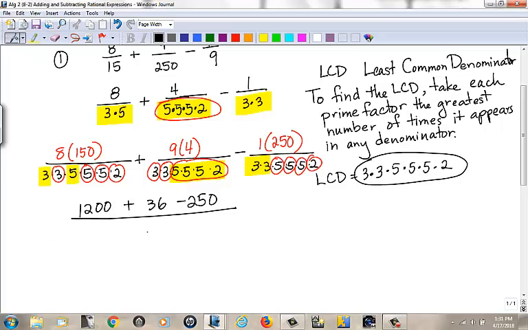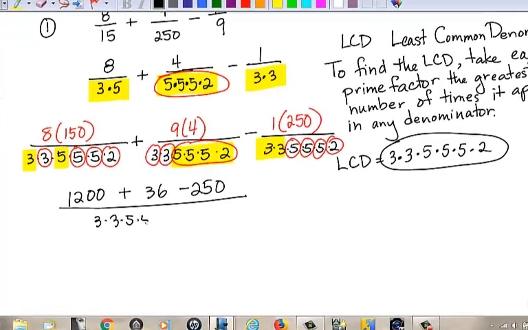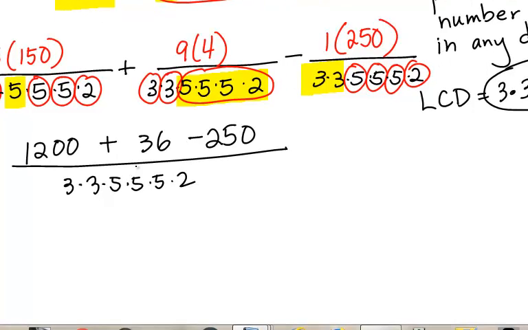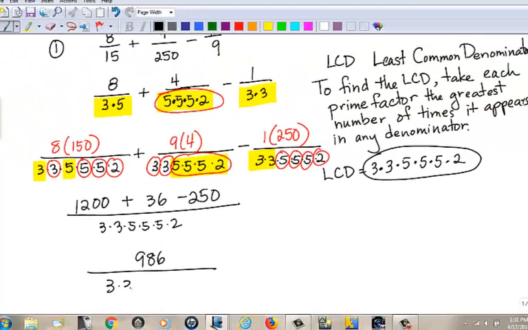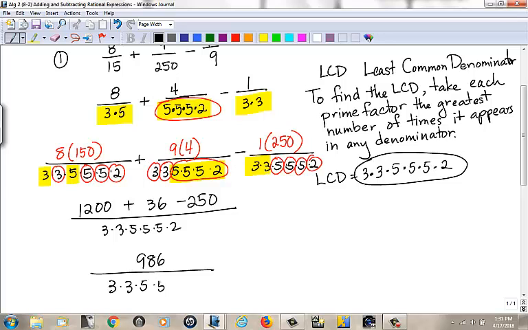Now, I can leave it as 3 times 3 times 5 times 5 times 2. And I can say that, if I simplify that out, is 986 over. The reason I don't multiply it out is I want to look at that factored form.